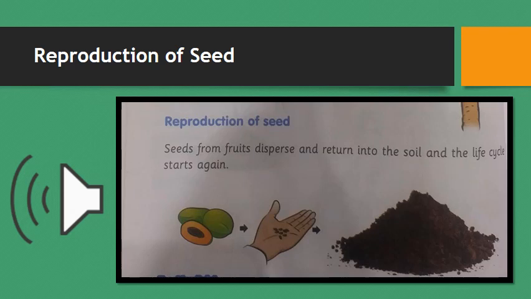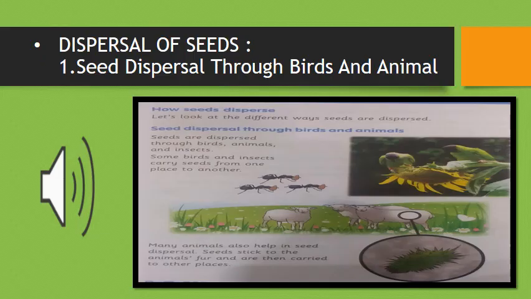Now, how can these seeds go back into the soil? They will go back by the process of dispersal. Dispersal means spreading or moving in a wide area. How do seeds disperse? Let's look at the different ways seeds are dispersed. The meaning of disperse is distribution or spreading in a wide area. There are different ways in which seeds are dispersed. Seeds can be spread in different ways.